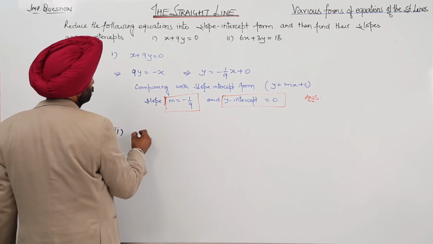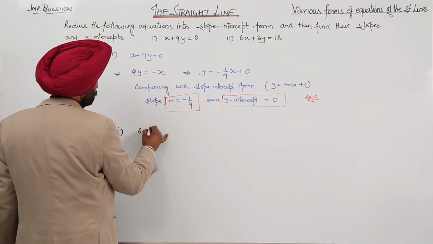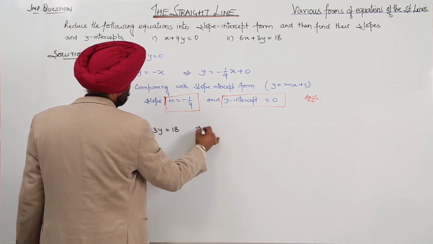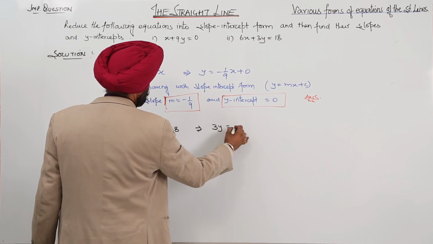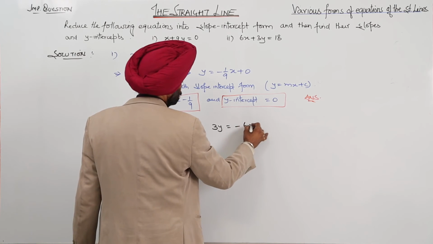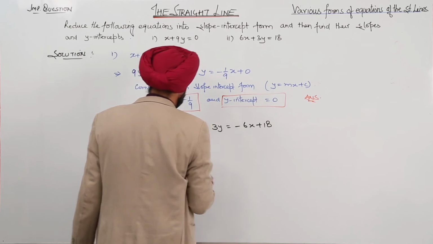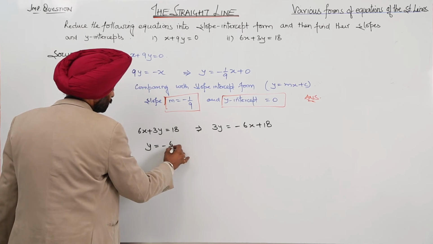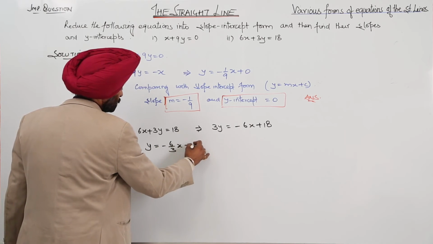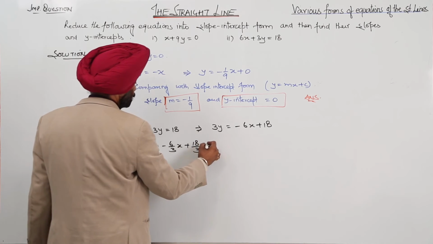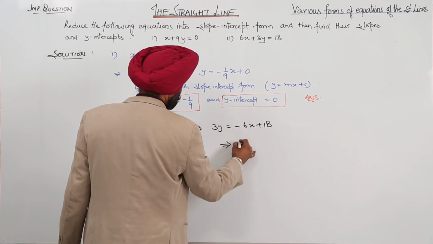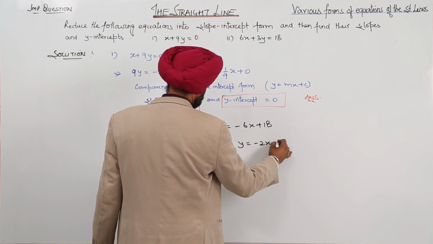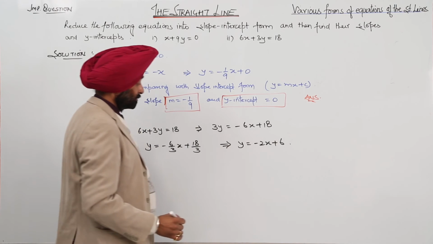Number 2: 6x plus 3y is equal to 18. 3y is equal to negative of 6x plus 18, and y is equal to negative of 6 by 3 x plus 18 upon 3. So y is equal to negative 2x plus 6.